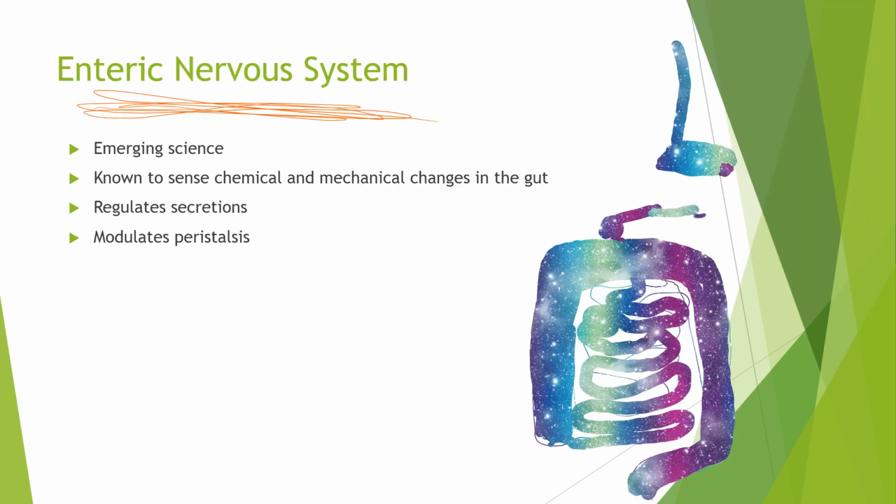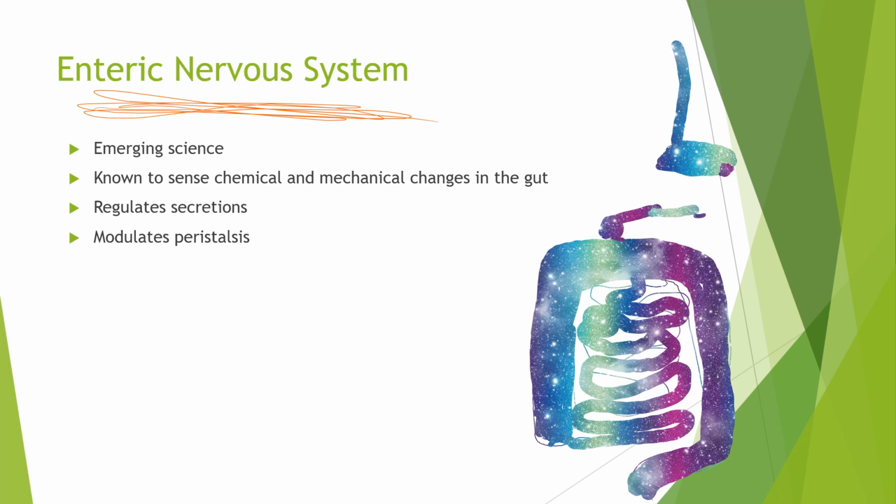Briefly to mention then this enteric nervous system that I've mentioned. It's an emerging science. We recognise that there's more nerves in your guts than there are in your brain, but more than that, I'm not really all that confident, to be honest. We know that the enteric nervous system senses chemical and mechanical changes in the gut, regulates secretions and modulates peristalsis.